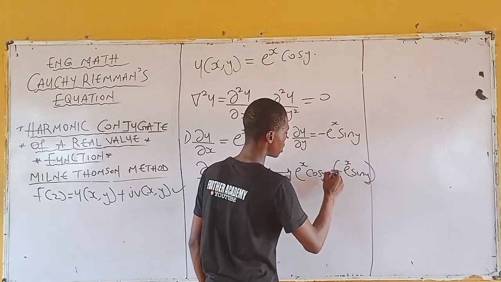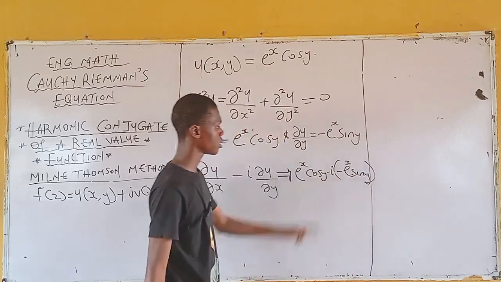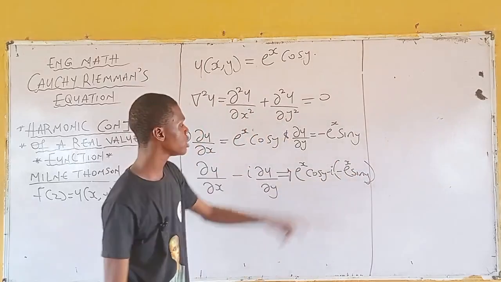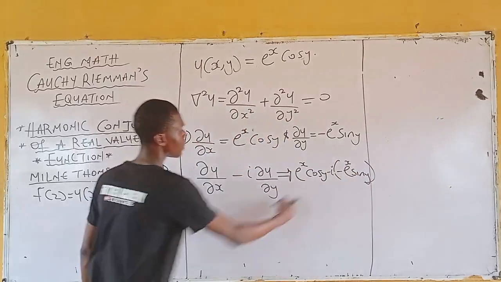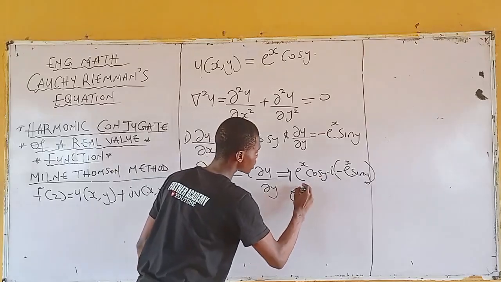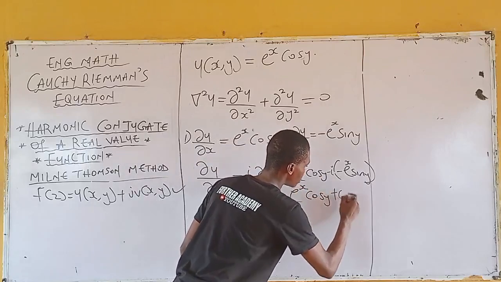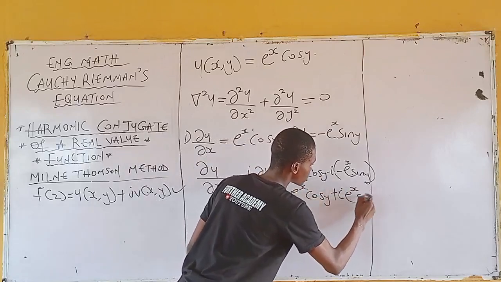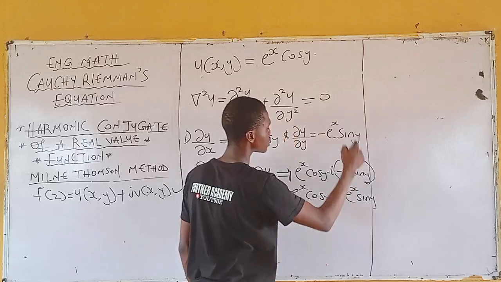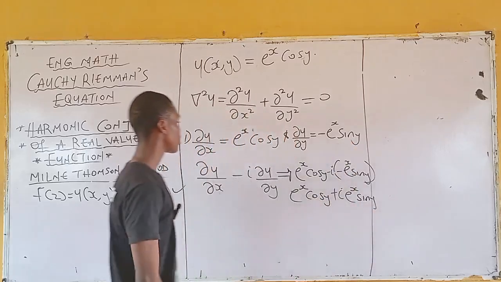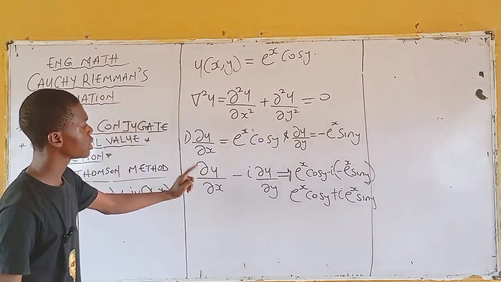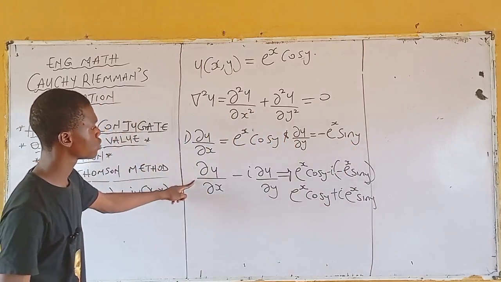Don't forget your imaginary number, right? Meaning negative i. Then by the time you solve this, it becomes exponential raised to the power of x cos y plus your imaginary part, meaning exponential raised to the power of x sin y. This is step 3, right? Is this step 3 or step 2?